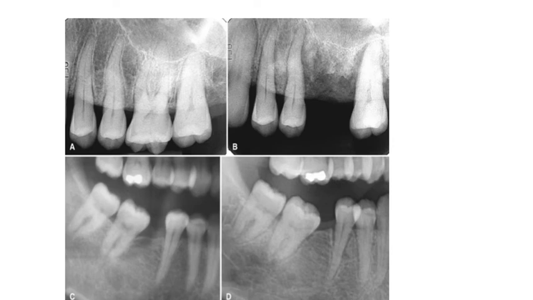In periapical inflammatory disease, we have to mention that the widest part of the radiolucency, the widest part of the periodontal ligament space, appears at the apex of the tooth roots. In periodontal disease, the periodontal ligament widening appears at the gingival margin, the cervical part of the tooth root.